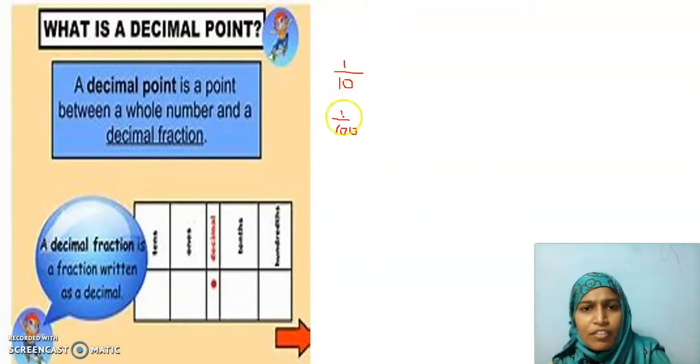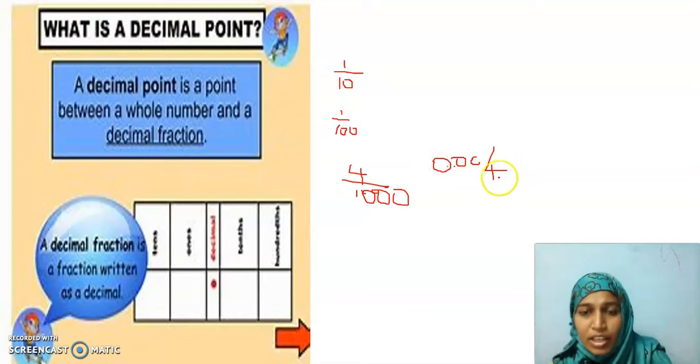We have 0.1. If I have 2 by 100, it is 0.02. Is it clear, my dear children? If it is 4 by 1000, what will we write? 4. How many places do we have? 3. 1, 2, 3. So 0.004 is the decimal equivalent for this decimal fraction.